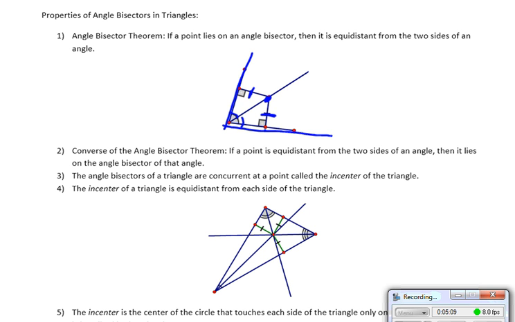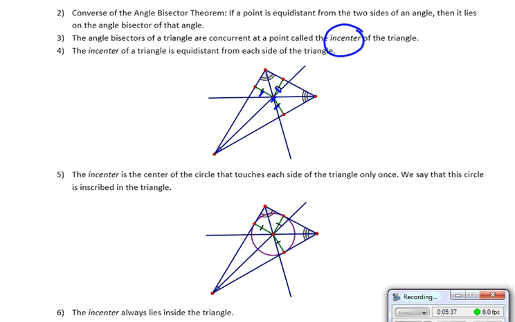The angle bisectors do also have a point of concurrency. They're concurrent at a point called the incenter of your triangle. Okay, so remember the last one was the circumcenter, this is the incenter. The incenter of the triangle has to be equidistant from each side. So this point, if I measure the distance to each side, each of those distances would be the same.